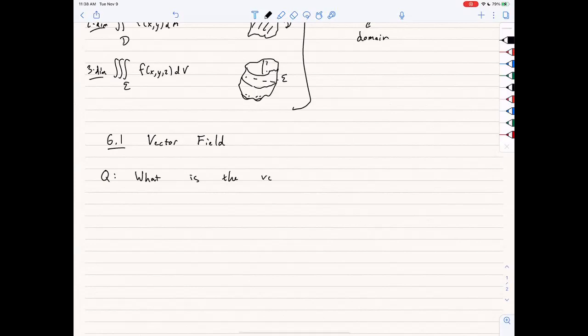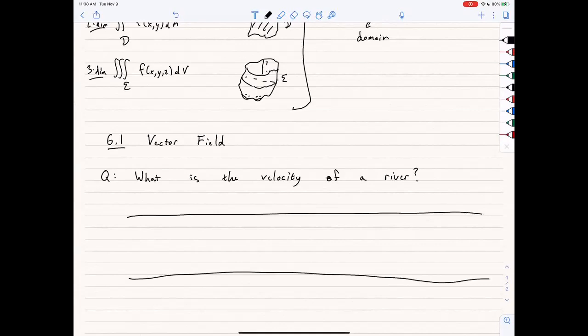of a river? What does it mean? All right, so what do we got here? We're sitting by a river, and we want to say what the velocity of the river is. So does it make sense?